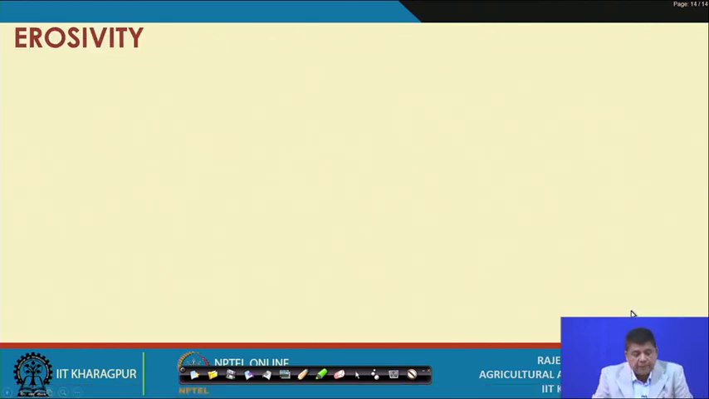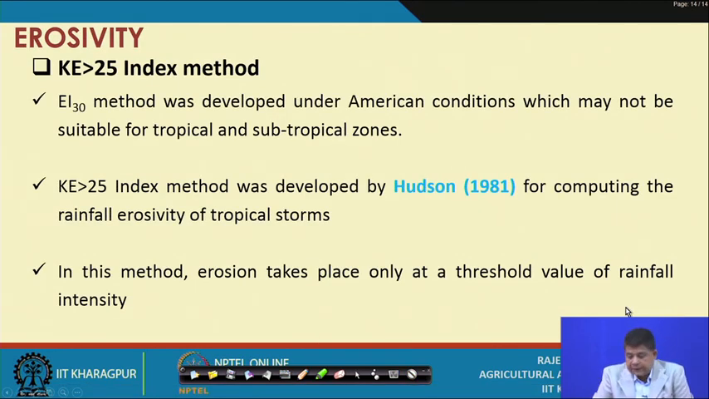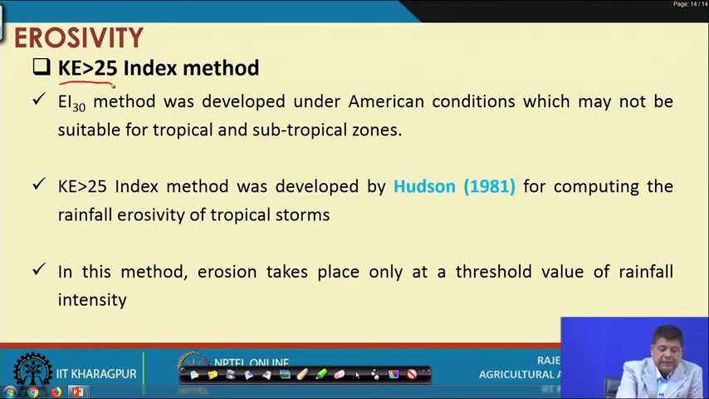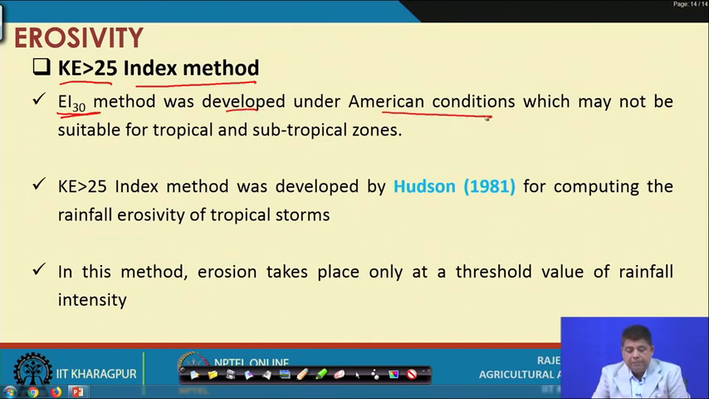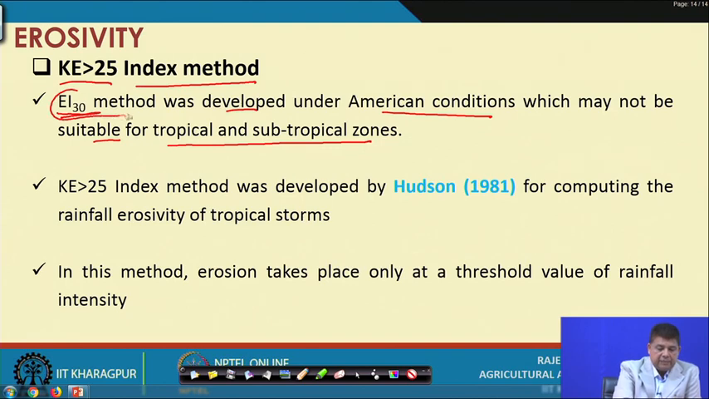Now, we continue with erosivity further, and here we are going into the next method, that is the KE greater than 25 index method. The EI30 method, just now we saw how to calculate the rainfall erosivity using it. This was basically developed under American conditions, which may not be suitable for tropical and subtropical zones. So, that is the drawback of the EI30 method as far as its development conditions are concerned.